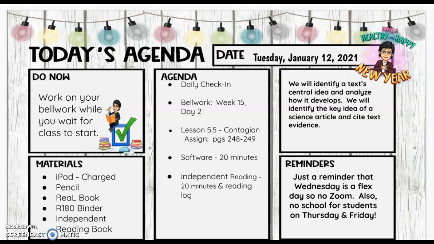We are going to work on the second part of our story, Tiny Invaders, from our lesson in Workshop 5 in Contagion. So you're going to need your Read book, your pencil, your binder, and your independent reading book for today's materials. After you've done your daily check-in, make sure you complete your bell work, which is week 15, day 2. And then today's lesson is 5.5 Contagion. The assignment is pages 248 and 249. Have you complete your 20 minutes of software and your independent reading, and then complete your reading log.